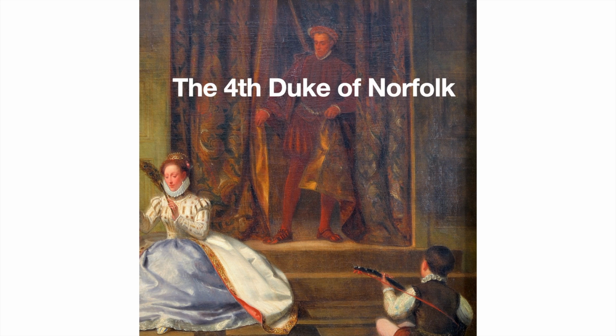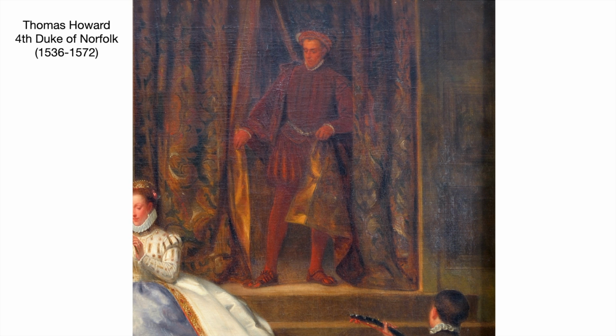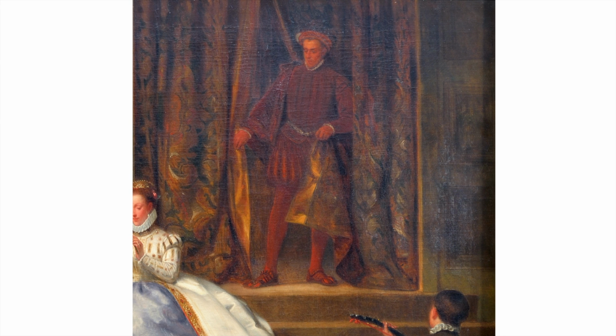But we know this to be the 4th Duke of Norfolk from our source material, coming to the Privy Chamber unawares. This is Thomas Howard, the 4th Duke of Norfolk, one of the wealthiest landowners in the country, who, as we saw from his confessions, was harbouring his own ambitions to marry the Queen.